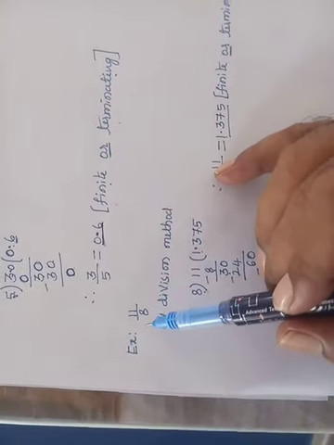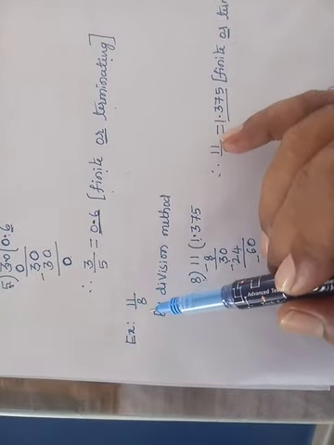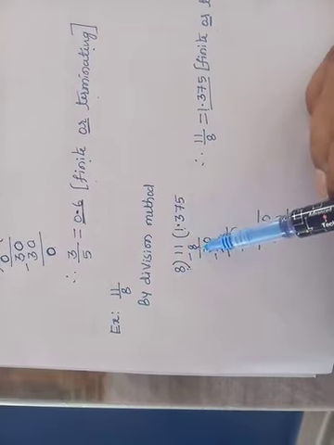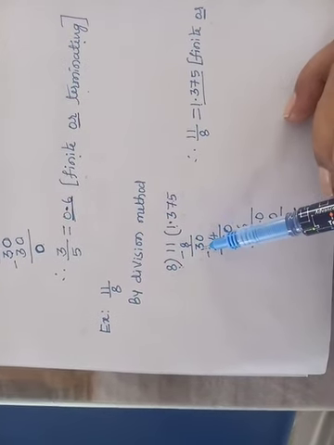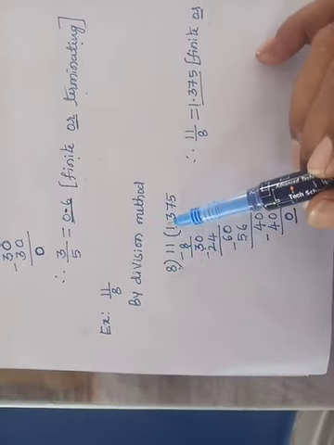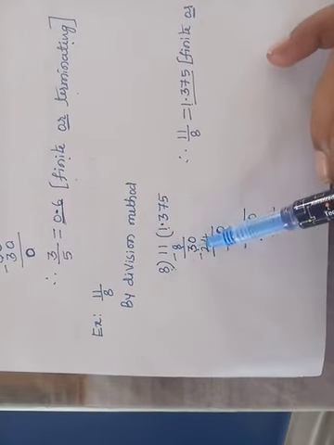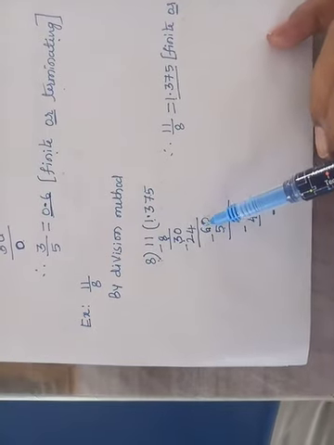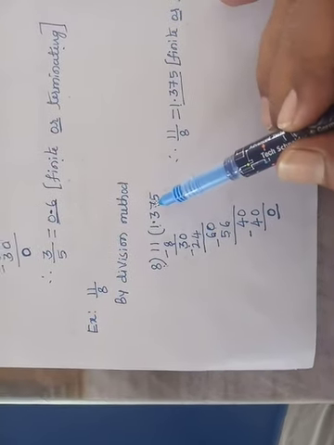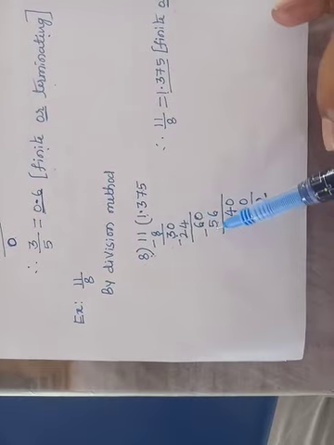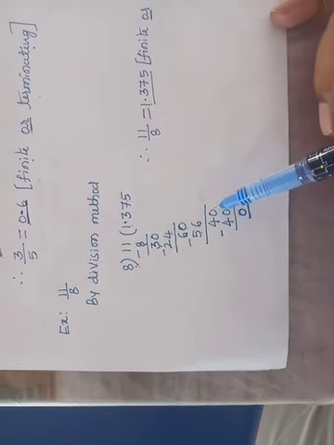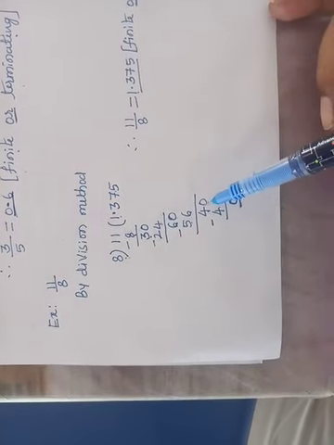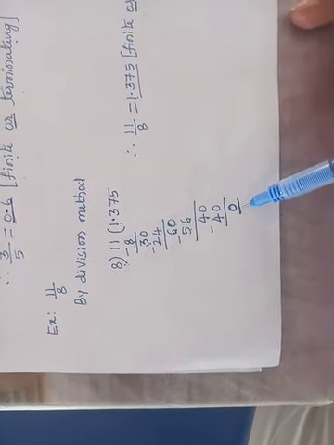Take another example, that is 11 divided by 8. By the long division method again, 11 by 8. 8 ones are 8. 11 minus 8 gives us 3. Write 1 0 here. Put the point. 8 threes are 24. 30 minus 24 gives us 6. Again write 0. 60. 8 sevens are 56. 60 minus 56 is 4. Again take 1 0. It gives us 40. 8 fives are 40. 40 minus 40 gives us 0.